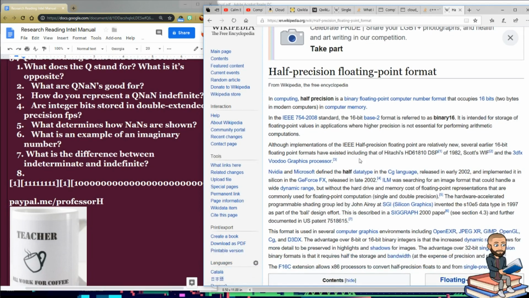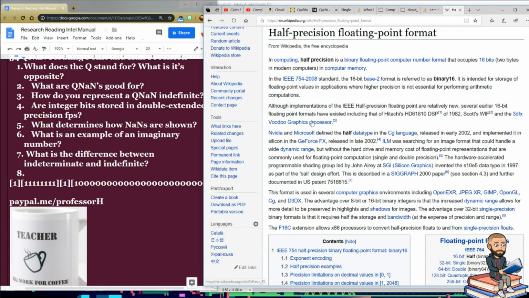Well, I just want to get through a few paragraphs here about half precision. In computing, half precision is a binary floating point computer number format that occupies 16 bits. Okay, that makes sense. 16 is half of single precision, so half of 32 bits. Going with that standard, the 16-bit base 2 format is referred to as binary16. I hadn't seen that before, so that's good to know. It is intended for storage of floating point values in applications where higher precision is not essential, so they're used when precision does not matter.